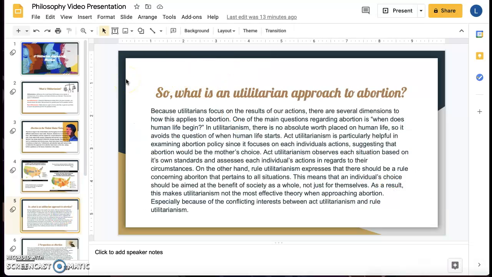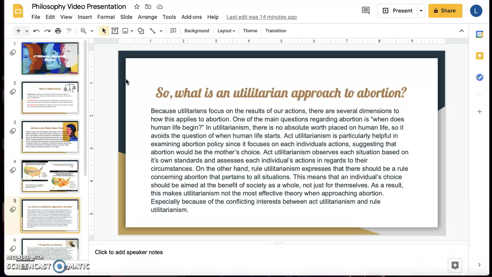So what is a utilitarian approach to abortion? Because utilitarians focus on the results of our actions, there are several dimensions to how this applies to abortion. One of the main questions regarding abortion is, when does human life begin? In utilitarianism, there is no absolute word placed on human life, so it avoids the question of when human life starts. Act utilitarianism is particularly helpful in examining abortion policy since it focuses on each individual's actions, suggesting that abortion would be the mother's choice. Act utilitarianism observes each situation based on its own standards and assesses each individual's actions in regards to their circumstances. So we can say that act utilitarianism is more on the pro-choice side.